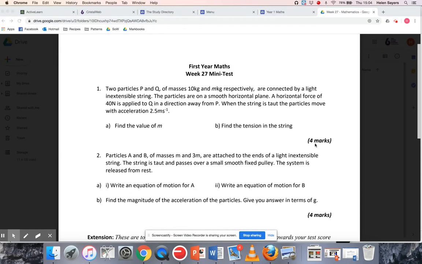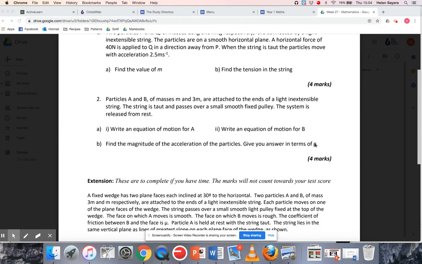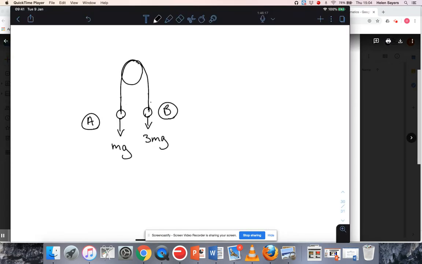Okay, we're looking at Minitest 27 and question 2. So we've got particles and they're passing over a smooth pulley. We're given the masses of each of them in terms of m, and they're attached to a light, inextensible string, and the system is released from rest. Okay, so first thing I want to do is sketch that out.